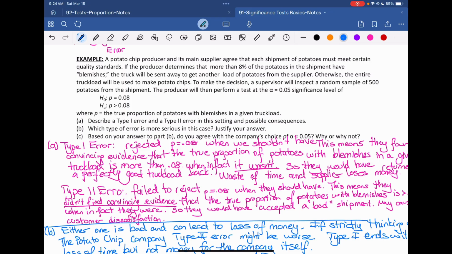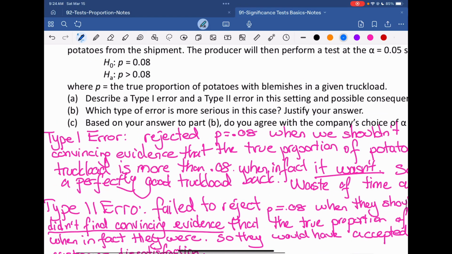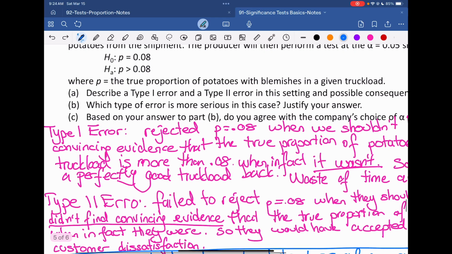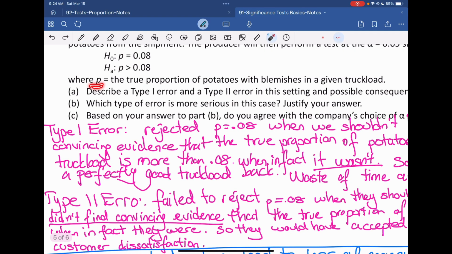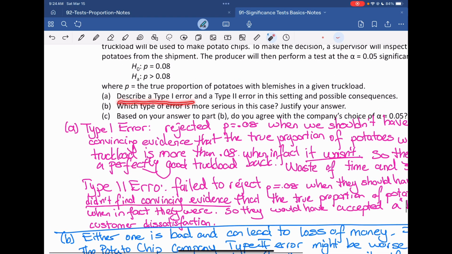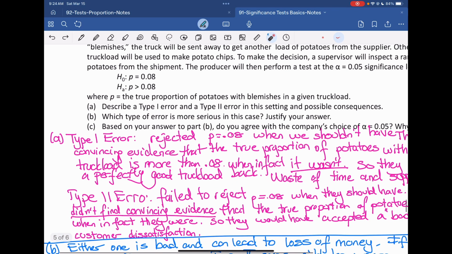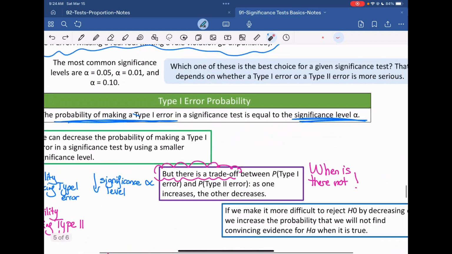The producer will then perform a test at the alpha equals 0.05 significance level of the hypotheses, where P is the true proportion of potatoes with blemishes in a given truckload. And they want you to describe a type 1 error and a type 2 error and then the possible consequences of each. So let's look at this. Type 1 error. Let's go back to our little diagram here.